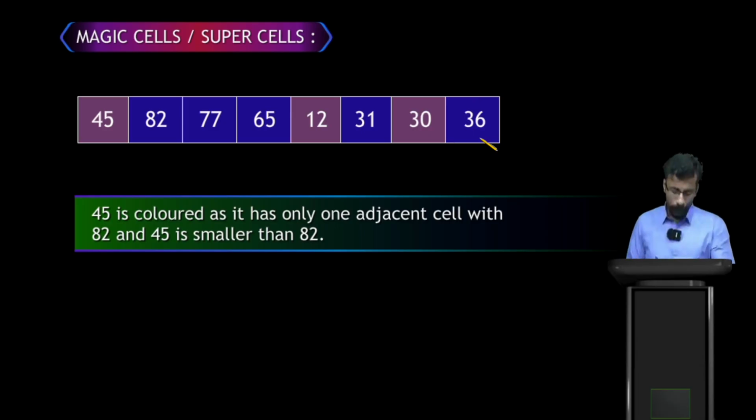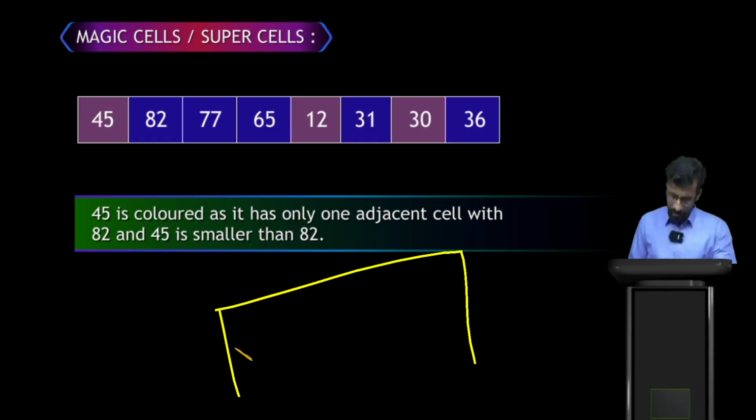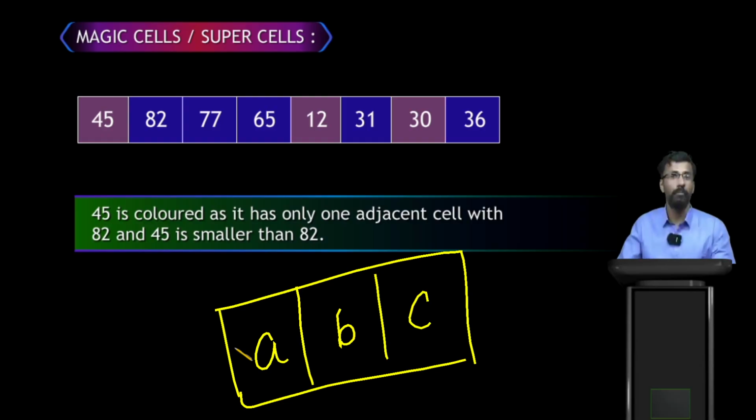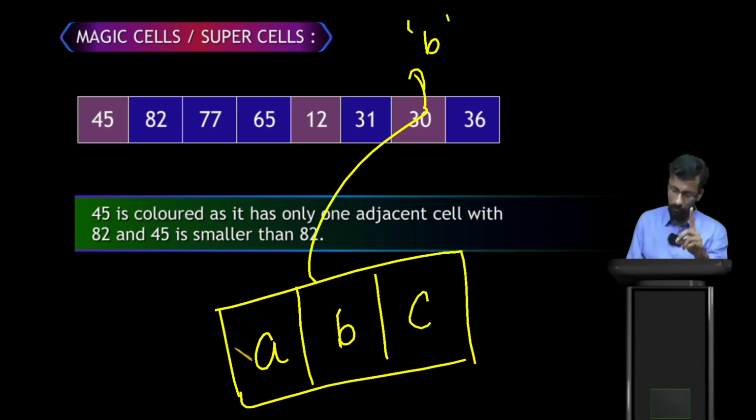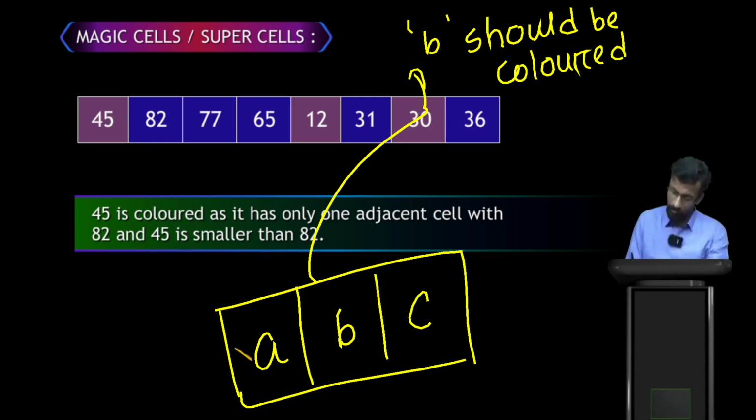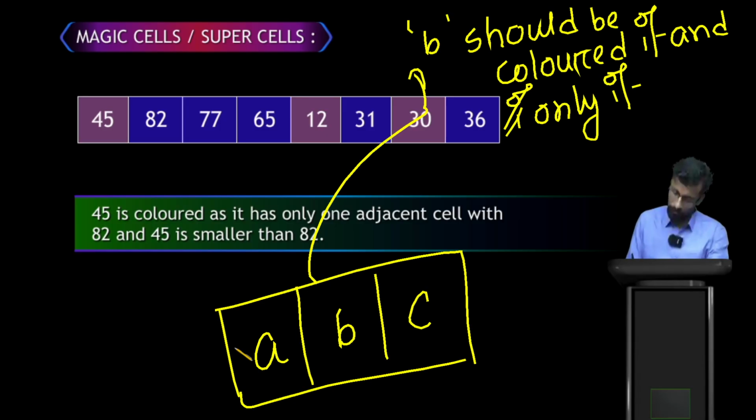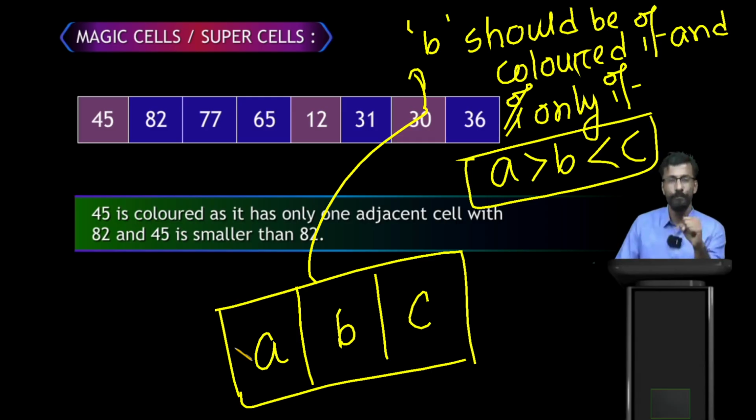So the fact is we are taking it like this. Suppose here I am taking a number A, here a number B, and here a number C. So B should be colored if and only if A is greater than B and B is less than C. So that's our logic. Is the logic clear to everyone?